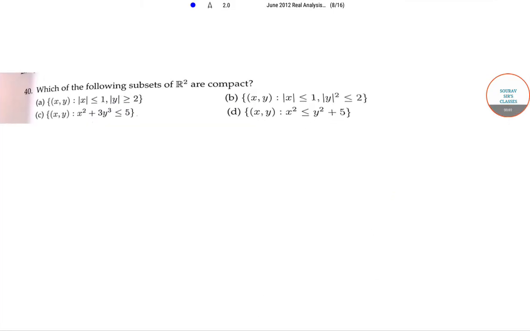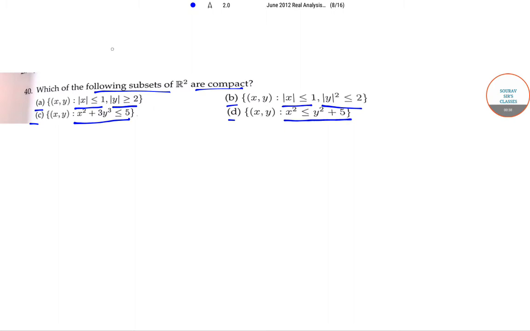Today we are going to solve a few questions on real analysis. The question is, which of the following subsets are compact? Option A, |x| ≤ 1, |y| ≥ 2. Option B, |x| ≤ 1, |y|² ≤ 2. Option C, x² + 3y³ ≤ 5, and option D, x² ≤ y² + 5.